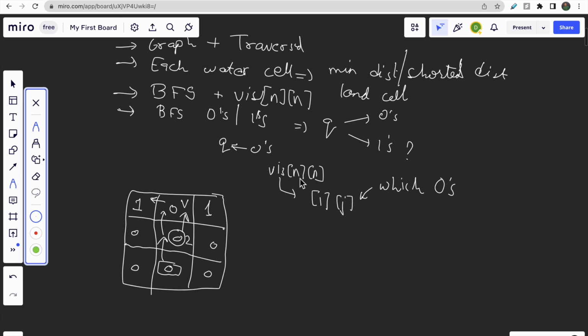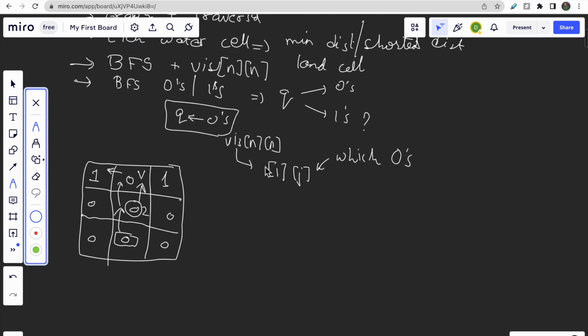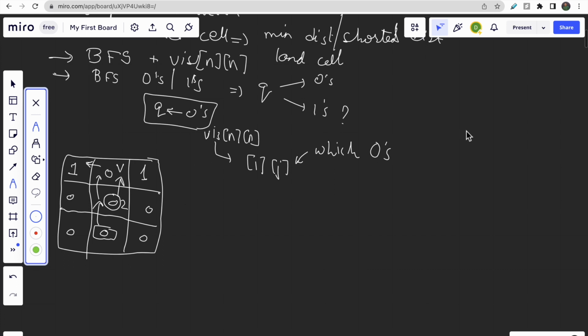So along with this visited array, we need something to keep track of which zero this cell is visited by. That's the issue if you try to fill this BFS queue with all the zeros. Now let's take a look at what happens if you try to do the same by filling the queue with ones.